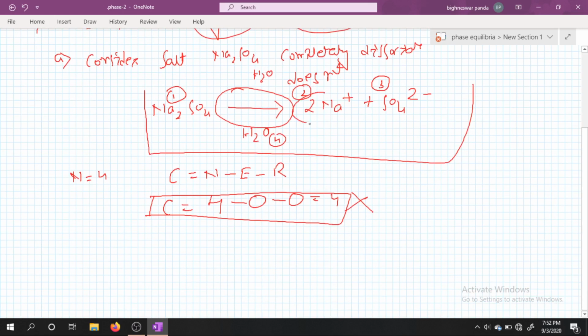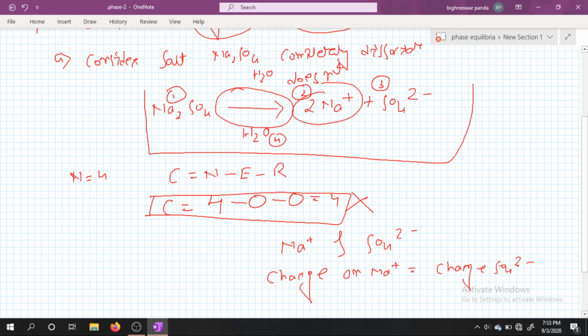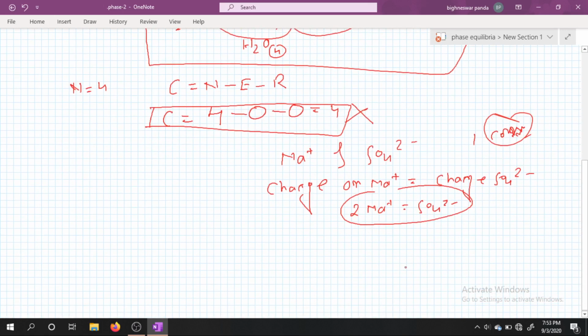By observing Na plus and SO4 2 minus, that means in this solution the charge on Na plus is equal to the charge on SO4 2 minus, that is 2Na plus is equal to SO4 2 minus. This is one condition. Don't panic, just observe this kind of problems. So C is equal to 4 minus 0 minus 1, and it will be equal to 3. So it is a 3 component system.